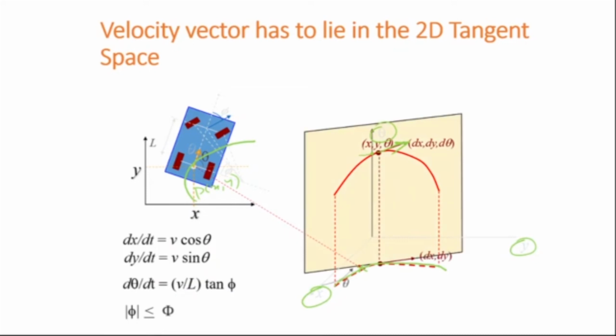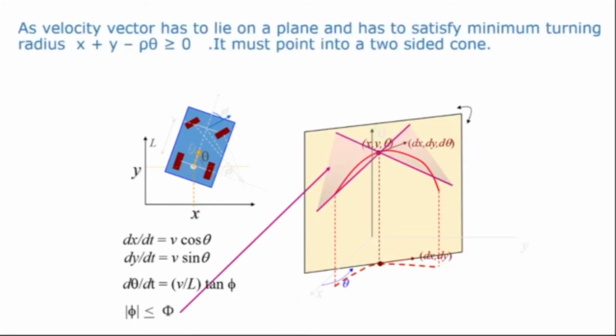Okay, so this velocity vector first of all has to lie on this plane, for a particular theta, and because of that maximum turning angle constraint, the velocity vector has to lie inside this cone, which is constrained by that equation, x dot squared plus y dot squared minus rho min squared theta dot squared, which means that the vector has to lie inside here. It cannot lie anywhere outside because the turning radius is constrained.